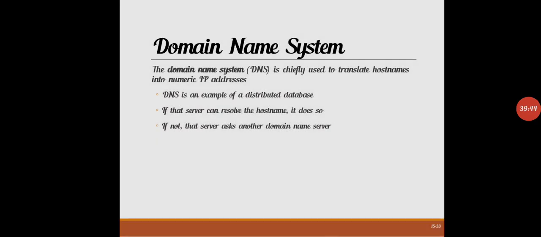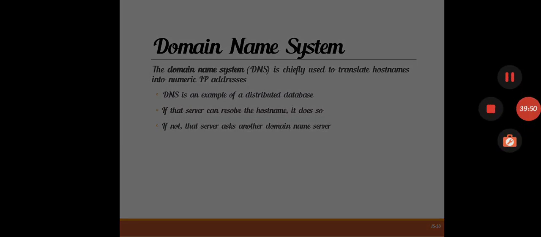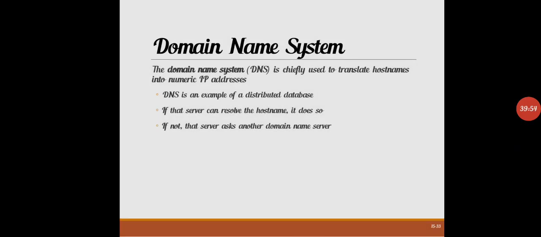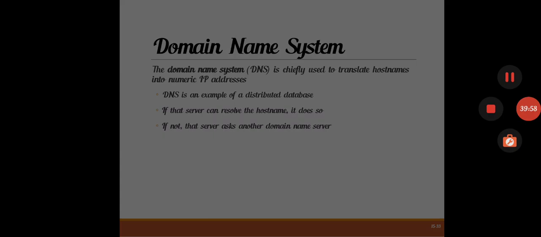The domain name system is chiefly used to translate host names into numeric IP addresses. DNS is an example of a distributed database. If the server can resolve the host name, it does so. If not, the server asks another server.